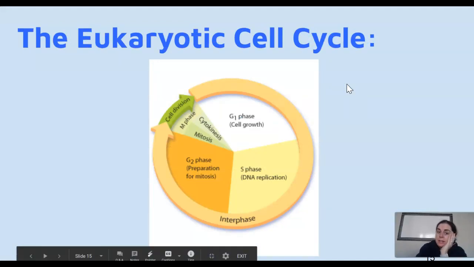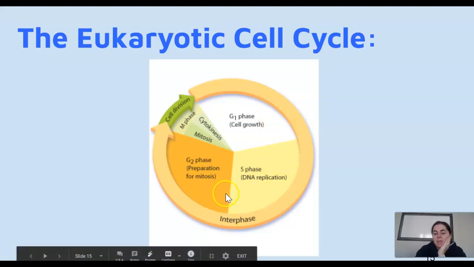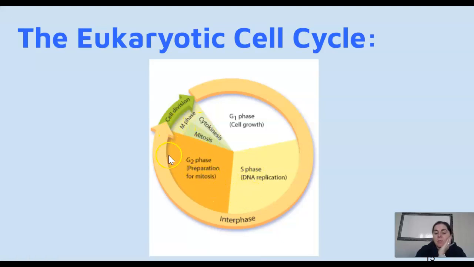Here's our eukaryotic cell cycle. Hopefully by now we're very familiar with this. In our G1 phase, we have cell growth. There's a checkpoint between G1 and S phase before our DNA is replicated. Then there's another checkpoint after DNA has been replicated, before it enters the M phase, and it makes sure that the DNA has replicated correctly, that there's enough genetic information, all that good stuff. There's more growth here, and then we enter the M phase, which is your cell division phase.